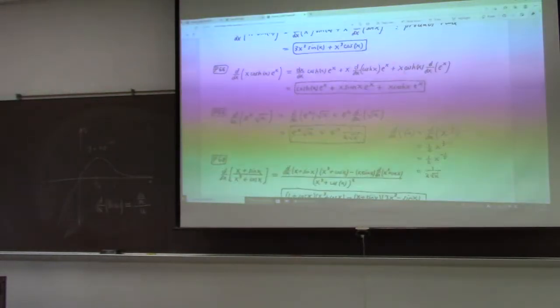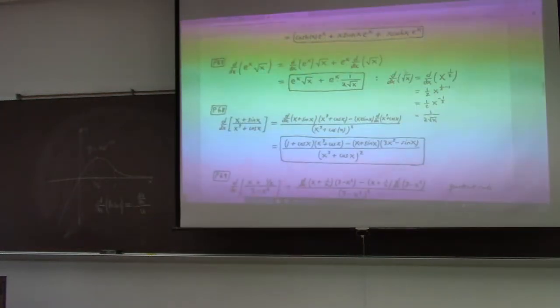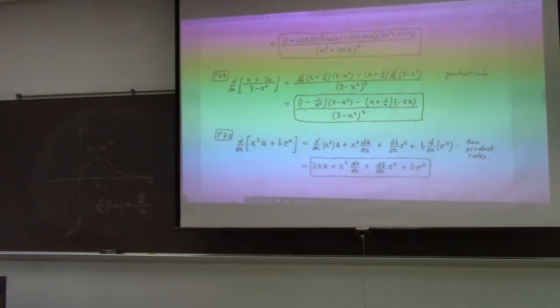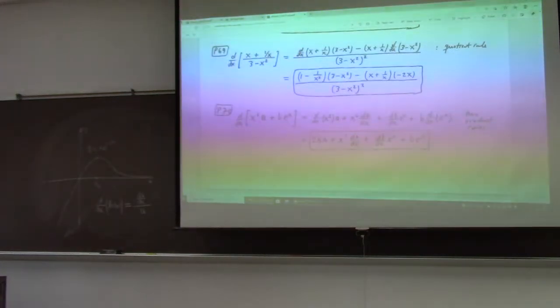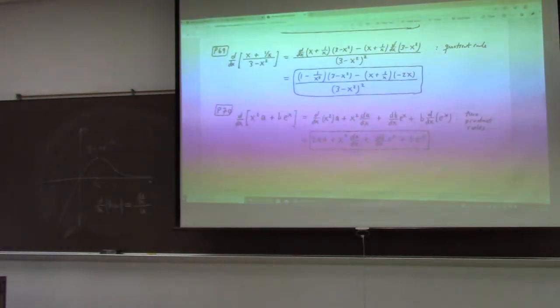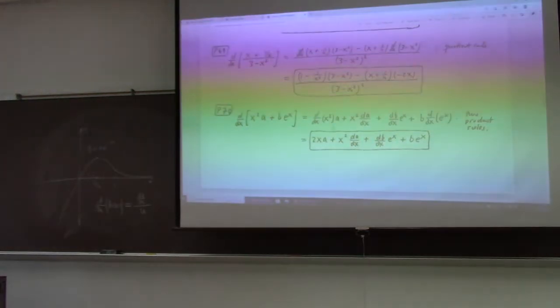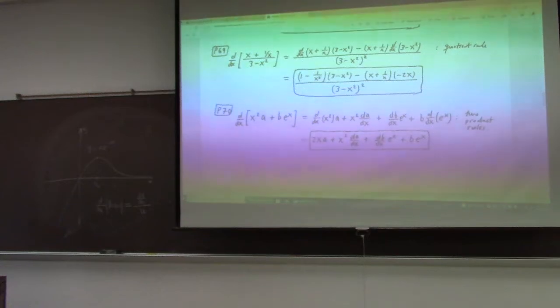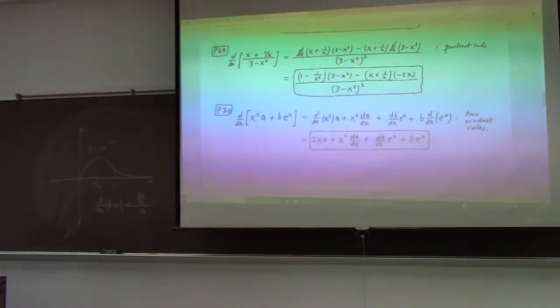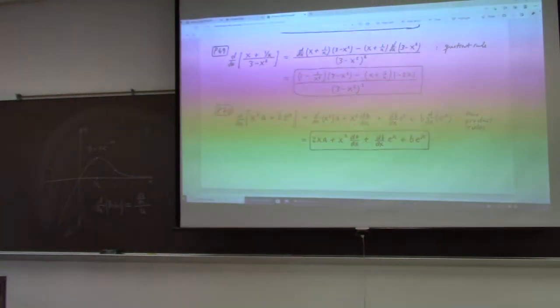Is there anything in here you want to talk about? I mean, it's mostly product rule, quotient rule, eventually some constants riding along. Here I didn't say A and B were constants, I said they were functions. That's why we had dA/dx and dB/dx here. If I said A and B were constants, then those terms would be gone. And you just have 2xa and b times e to the x.